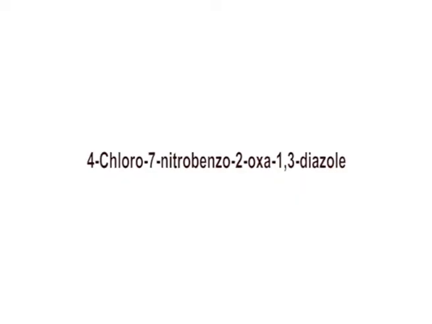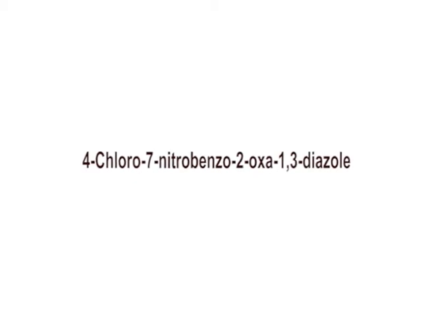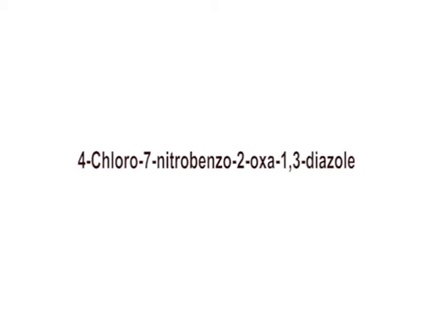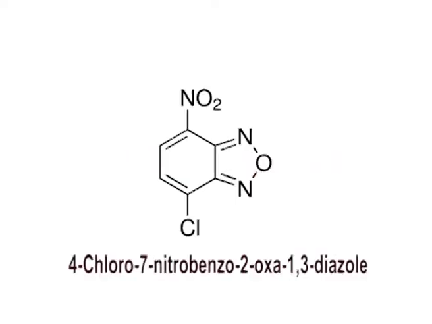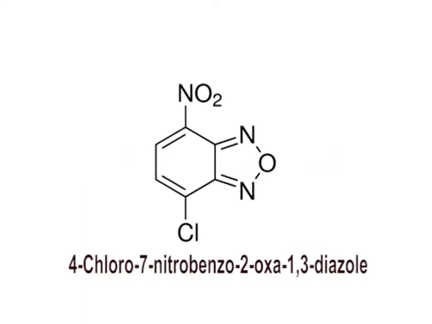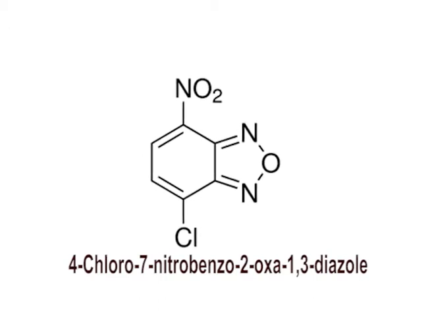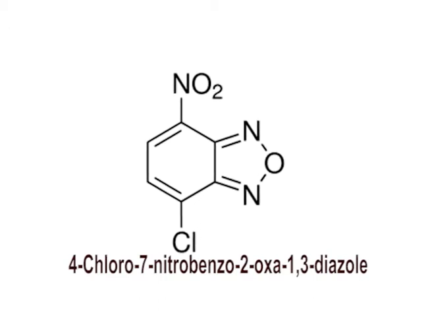The next reagent that we have over here is 4-chloro-7-nitrobenzo-2-oxa-1,3-diazole. Its structure has been shown on your screen and it is used for fluorogenic detection of latent fingerprints on multicolored paper.